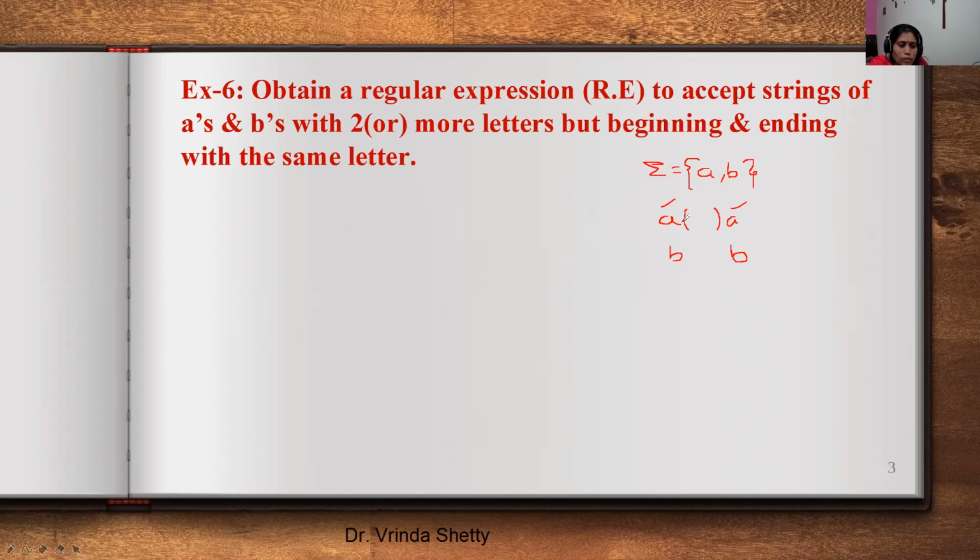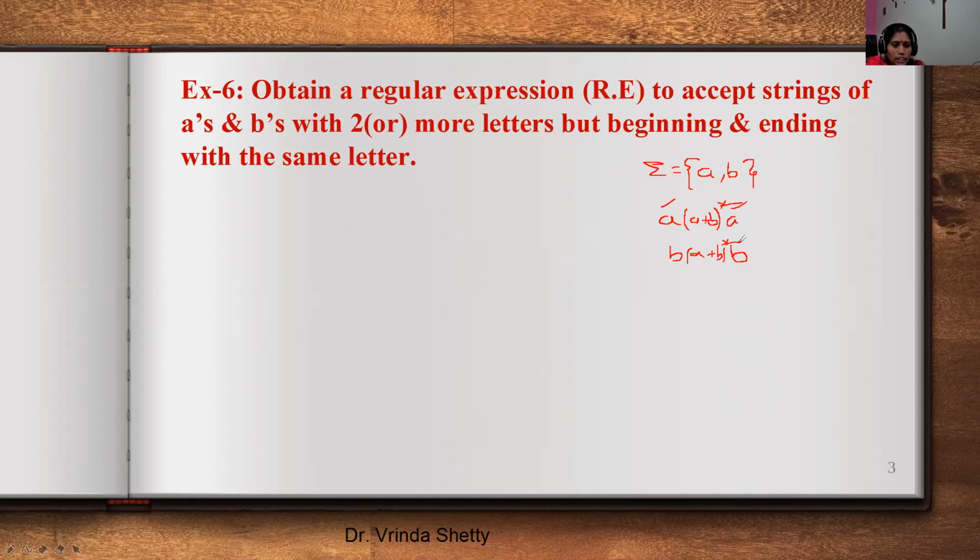How do we write this? I have already explained in the last presentation how we write any number of A's and B's: A or B whole star. So starting with an A, ending with an A, it is accepting. Similarly, if it is starting with a B, it should end with a B itself. So in between it can have any number of A's and B's, so A or B whole star.